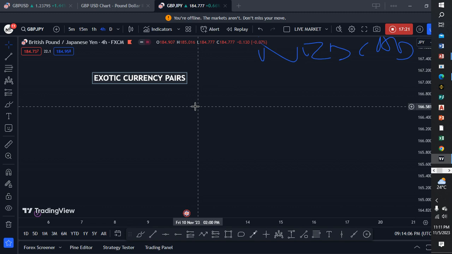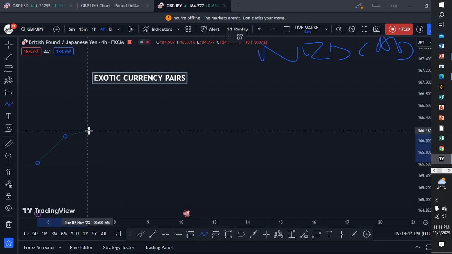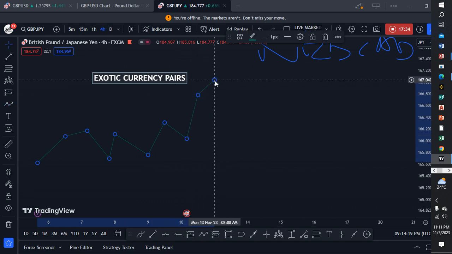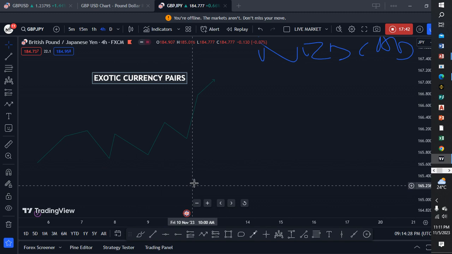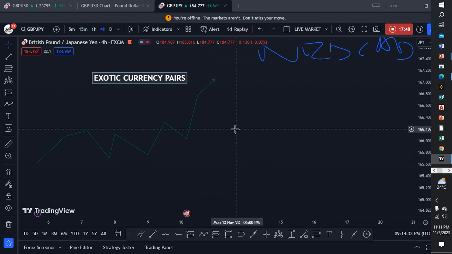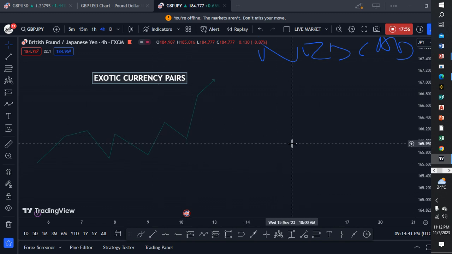An exotic currency is a currency from countries with developing or emerging markets, countries that are on the rise. So these are where these currencies are from. An exotic currency pair is made up of one major currency with the currency of an emerging economy, for example Brazil, Mexico, Chile, Turkey, and Hungary. These are developing countries.